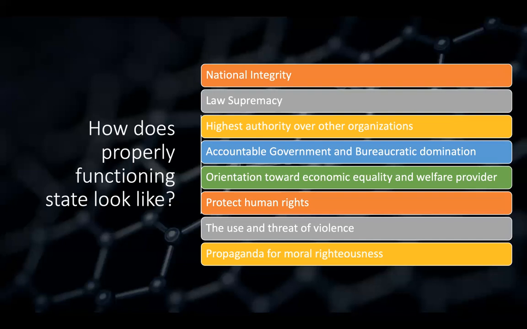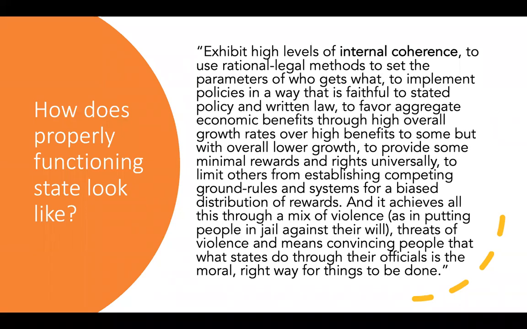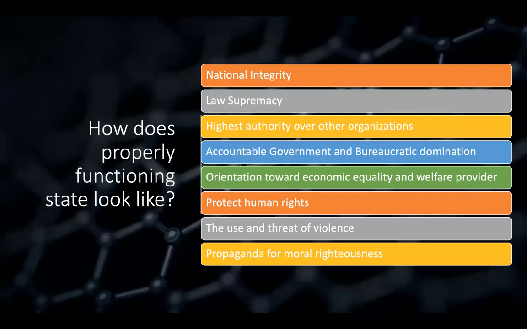Further, since they have a national identity, they also use rational legal methods to set the parameters of who gets what, which means that they need to create a law supremacy. Law supremacy means that a country needs to create regulations over the populations, over the territory, over everything that happens in the country. And these regulations should also be enforced. That means that there's a legislative body who creates the regulations, and there's also an executive body who executes those regulations and policies.